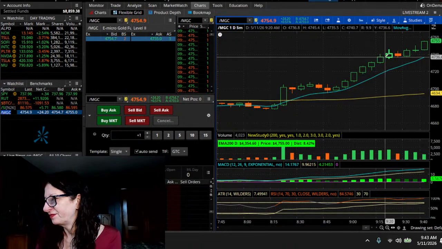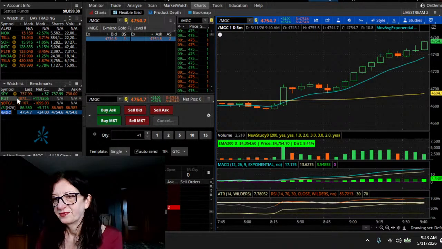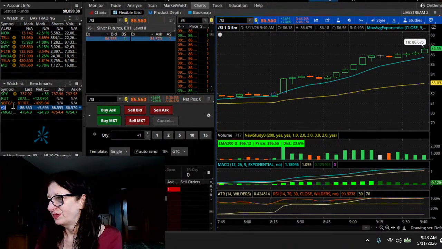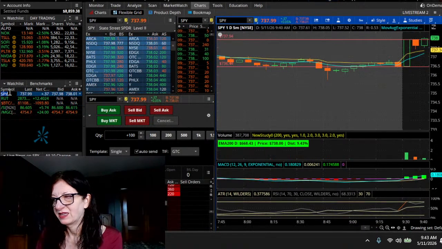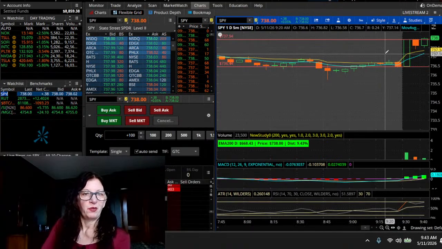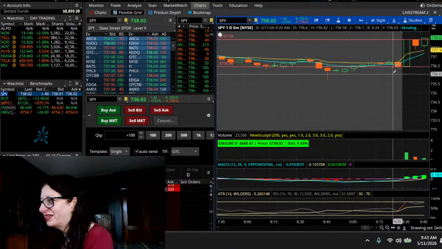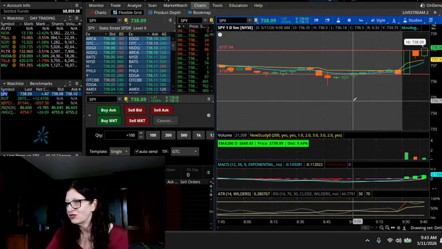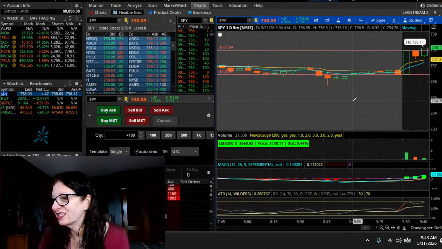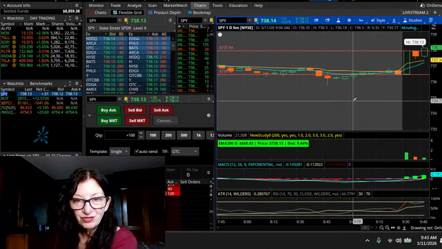Look at that. Silver and gold look pretty similar today. So if I were going to do this strategy on the S&P 500, again, the volume's decreasing, but it's breaking out over that range.